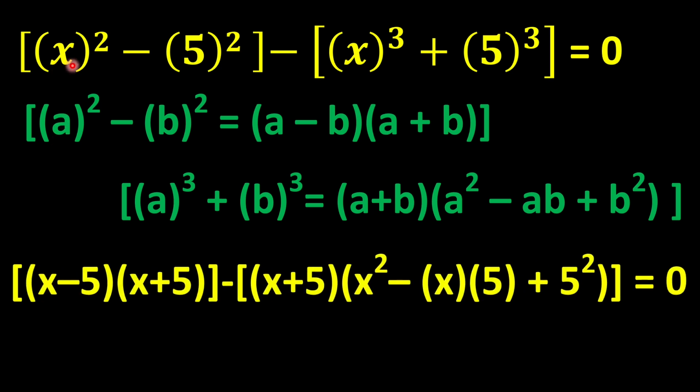So this question will become a minus b, that is x minus 5, where a equal to x and b equal to 5. So a minus b, that is x minus 5, into a plus b, that is x plus 5. And this minus, when we apply this formula, it is equal to a plus b, that is x plus 5, and a square minus ab, that is x into 5, and plus b square, that is plus 5 square, which is equal to 0.